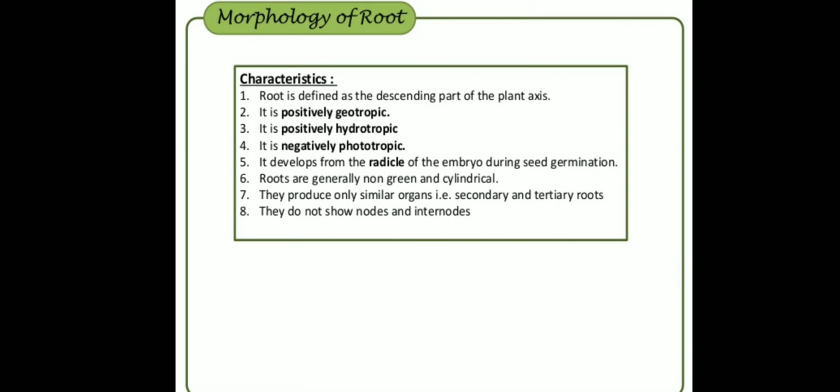And roots are generally non-green and cylindrical. Okay, they produce only similar organs, that is secondary and tertiary roots. They do not show any nodes and internodes. Nodes and internodes are the characteristics of stems. Okay, so roots, they do not show any nodes and internodes.